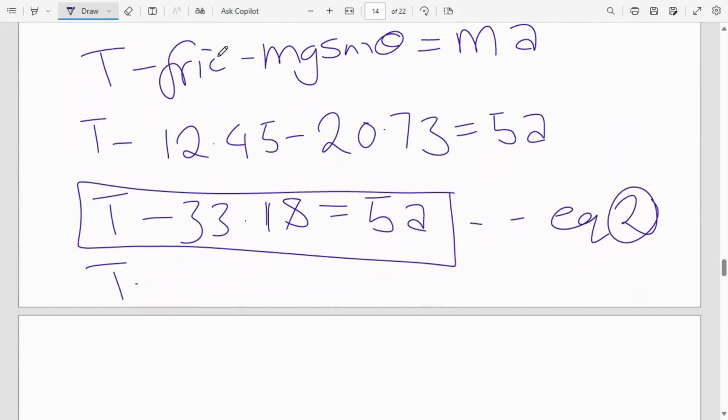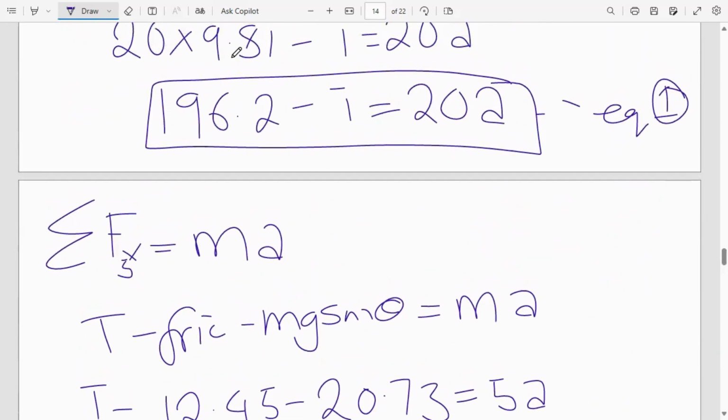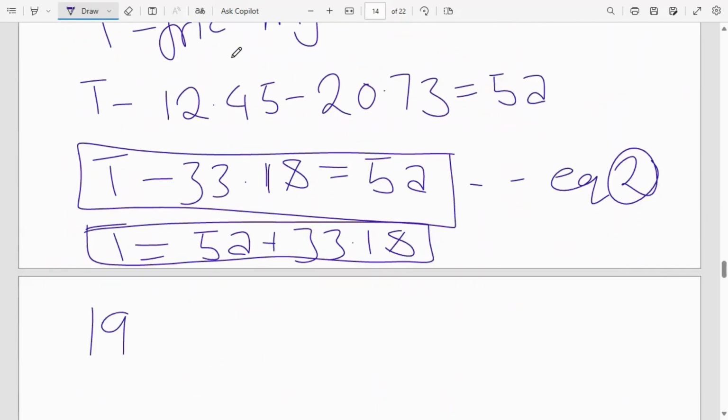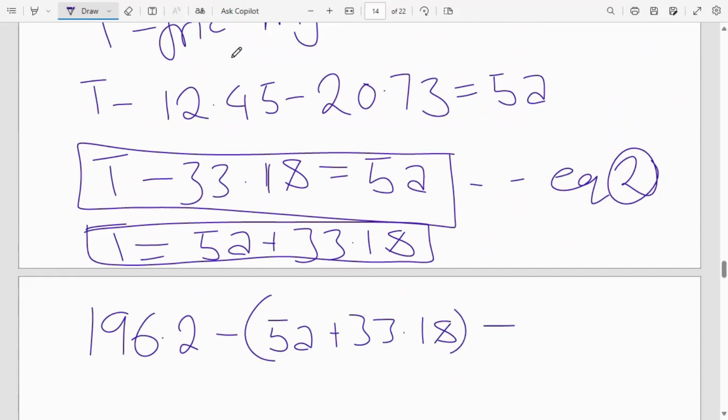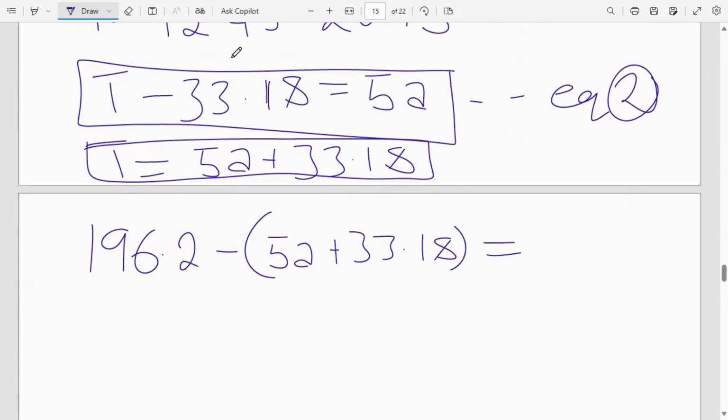So I'll say T here is equal to 5a plus 33.18. I'll get this and replace it into equation 1, where there's T. So 196.2 minus T is what? 5a plus 33.18. That is equal to what? It is equal to 20a, like that.